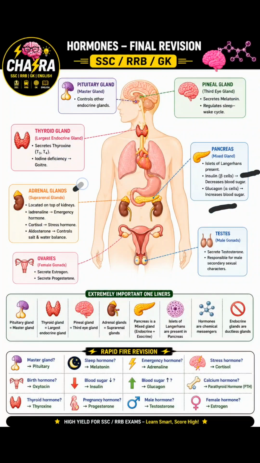Now coming to adrenal glands. Adrenal glands are also called suprarenal glands because they are located on the top of the kidneys, and they secrete three types of hormones. Adrenaline, here the spelling is a mistake, the L will not be there. It's adrenaline, next cortisol, next aldosterone. This adrenaline is called the emergency hormone or fight and flight hormone. It is called the emergency hormone because in times of emergencies, this hormone is released. Hence, you call it the emergency hormone.